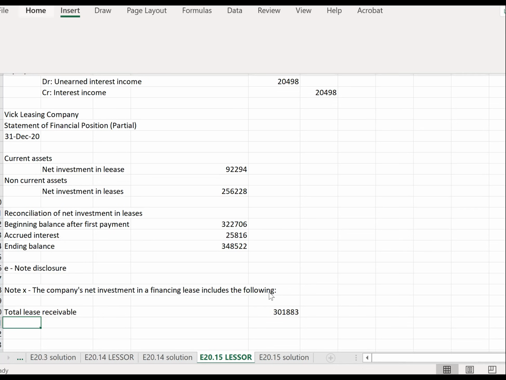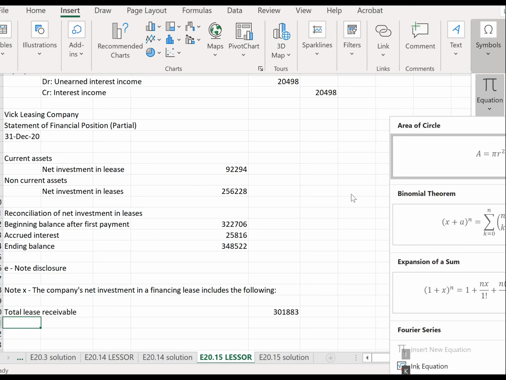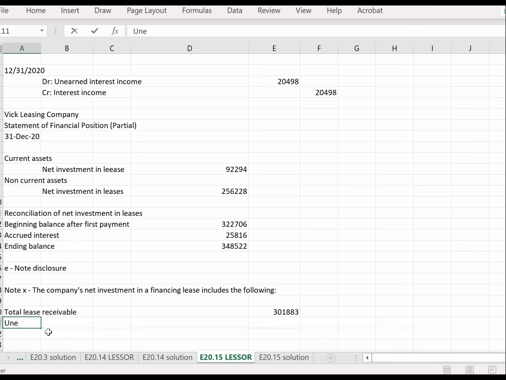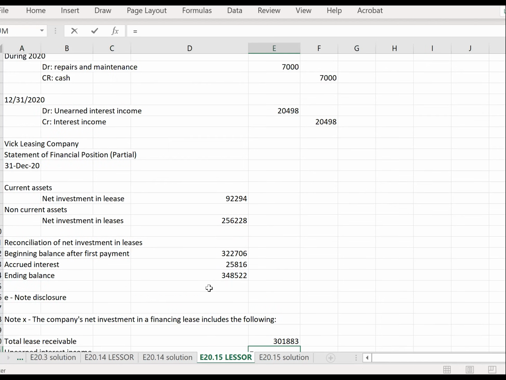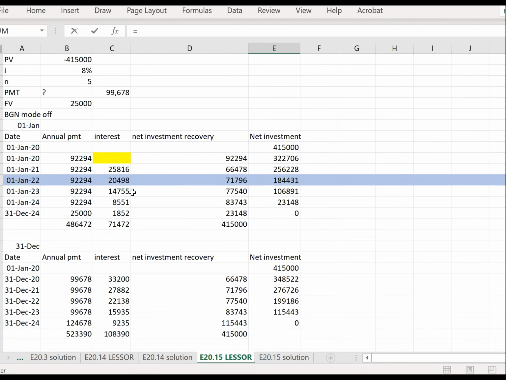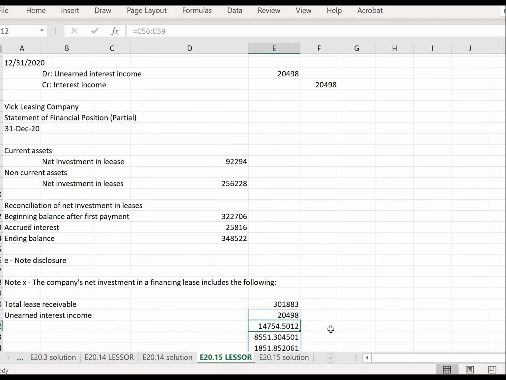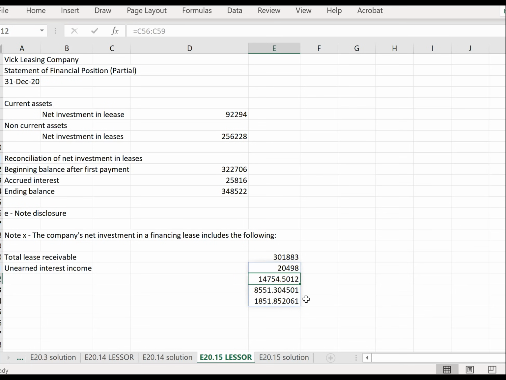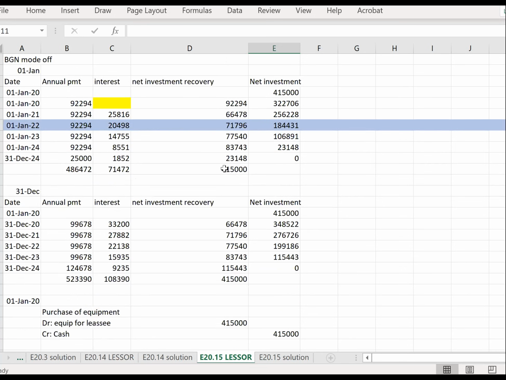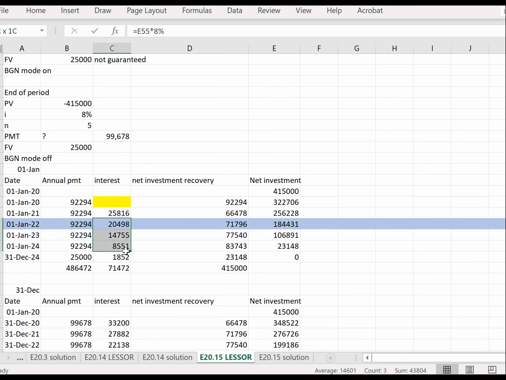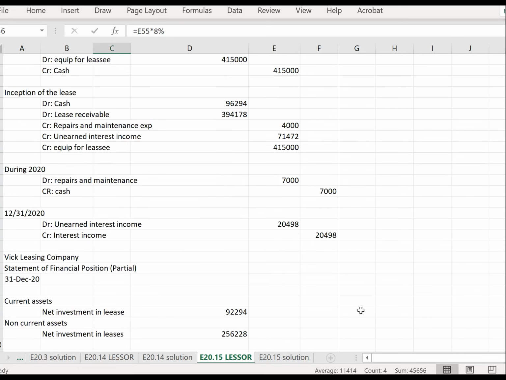unearned interest income. Unearned interest income, which is going to be the future amount of the unearned interest income. So it's going to be this amount here, which is going to give me, sorry, that's not the right amount. Let's do it differently. So the unearned interest income is going to be this amount here, 45,656.